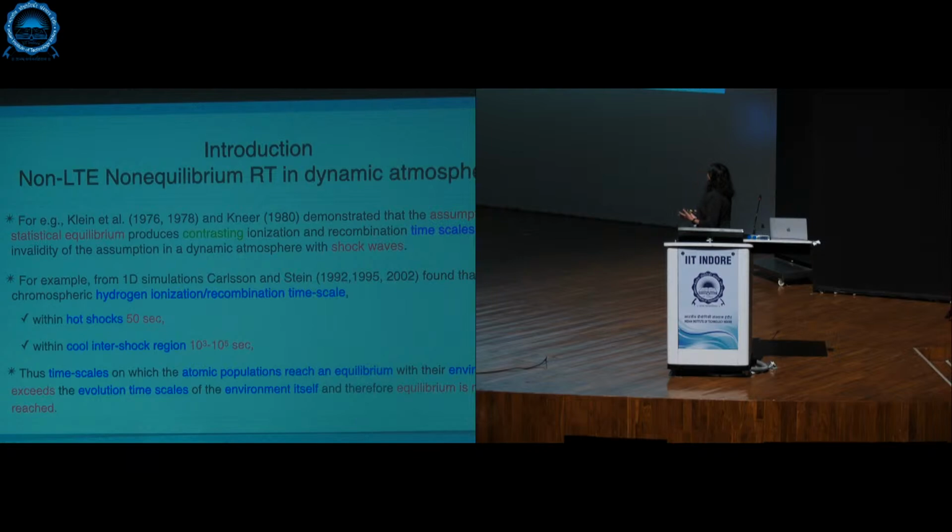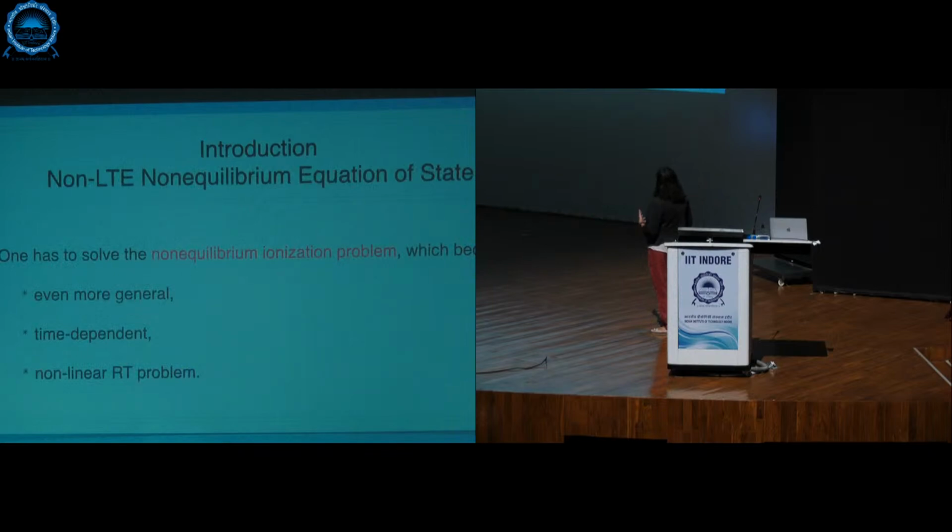Therefore, the timescales on which these atomic populations reach equilibrium with the environment are much longer than the evolution timescales of the atmosphere. Therefore, no equilibrium is reached. So, one has to take time dependence into account. In this case, the problem becomes an even more general time dependent nonlinear radiative transfer problem.